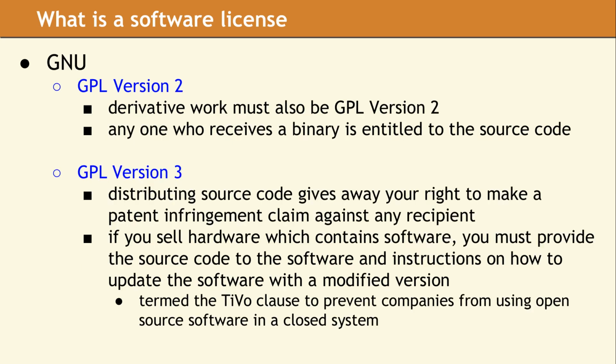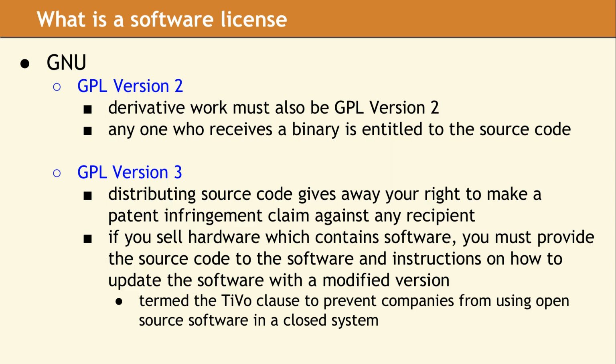The GPL is a strong copyleft license and requires all derivative work to maintain the same license. Another requirement of the GPL license is that anyone who receives a binary is also entitled to a copy of the source code. Many software products adopted the GPL version 2 because it's actually a very simple and readable license. The GPL version 3 was created in response to some new issues in the free software movement regarding patents and closed hardware. The GPL version 3 requires that when you distribute your source code, you are also granting rights to use any patents that might be infringed upon by the source code.